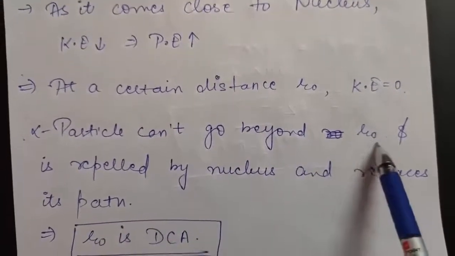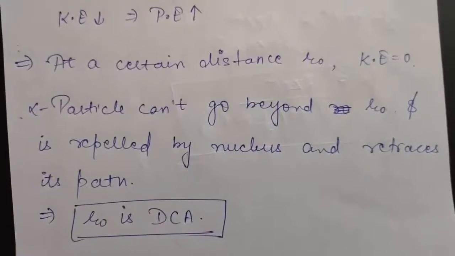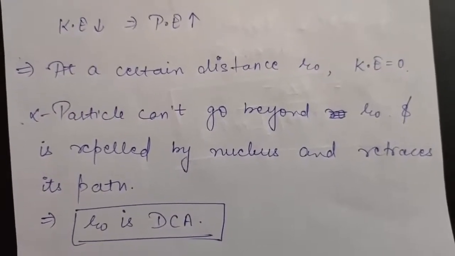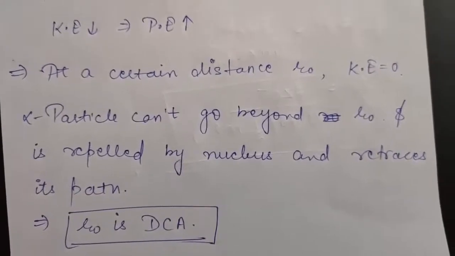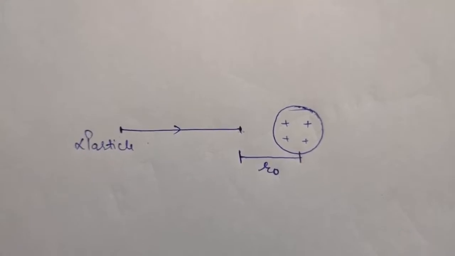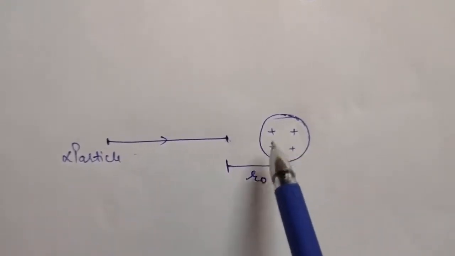So this distance is called the distance of closest approach. That is, how close the alpha particle can come to the nucleus is defined as the distance of closest approach. Okay, so if you understand this through a diagram, suppose the alpha particle is approaching the nucleus. So this is our nucleus.